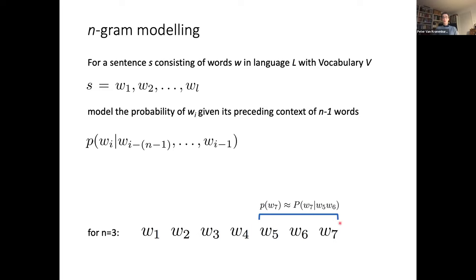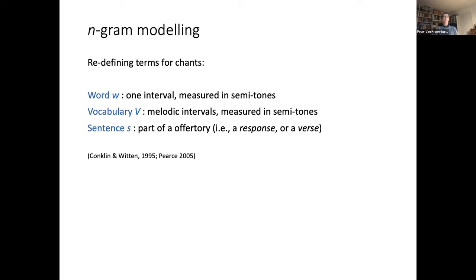So we take groups of three, and then in our model, we have the probability of the last, in this case, word seven given word four, five and six. And these probabilities can be learned from data. And we have applied some smoothing, which is more technical aspects. I won't go into that now. But with that, we can build a probability model that tells us how likely a certain word is at a certain position in a certain sentence.